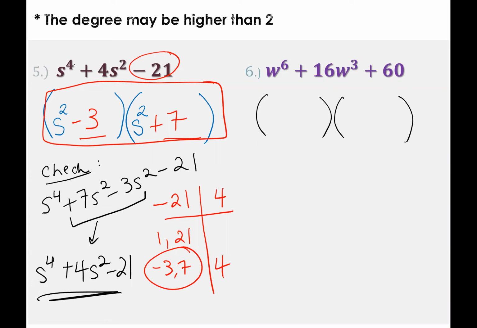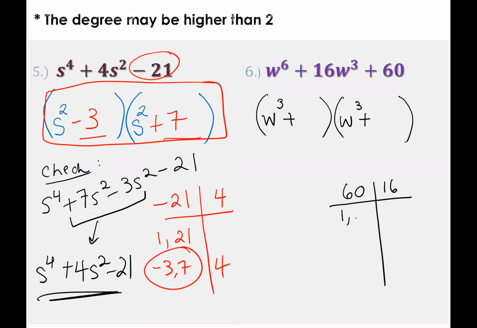Last time we had s to the 4th. We divided that exponent in half. We can do the same thing here. The exponent is 6, so when we divide that in half, we get 3. So I'm going to fill in w to the 3rd as sort of the first term in my parentheses here. So w to the 3rd times w to the 3rd is w to the 6th. Everything is positive in this problem, so I can just immediately put some plus signs. That's nice. My last two terms need to multiply to 60 and add up to 16.